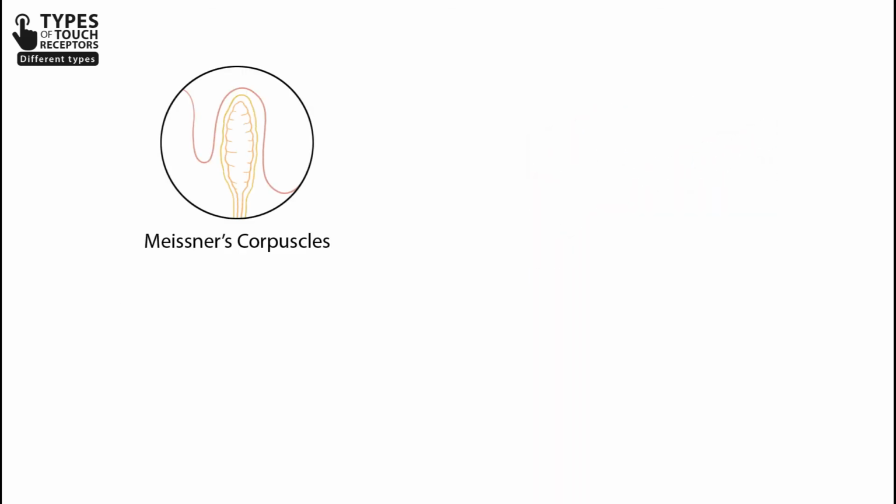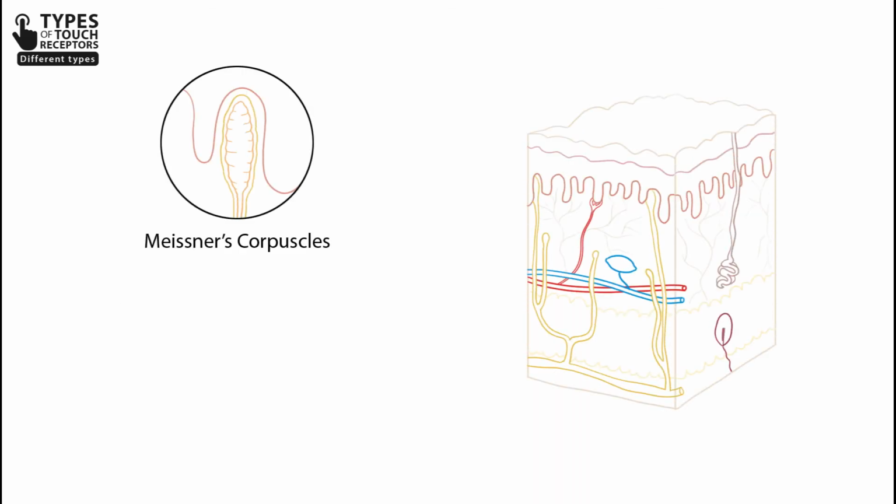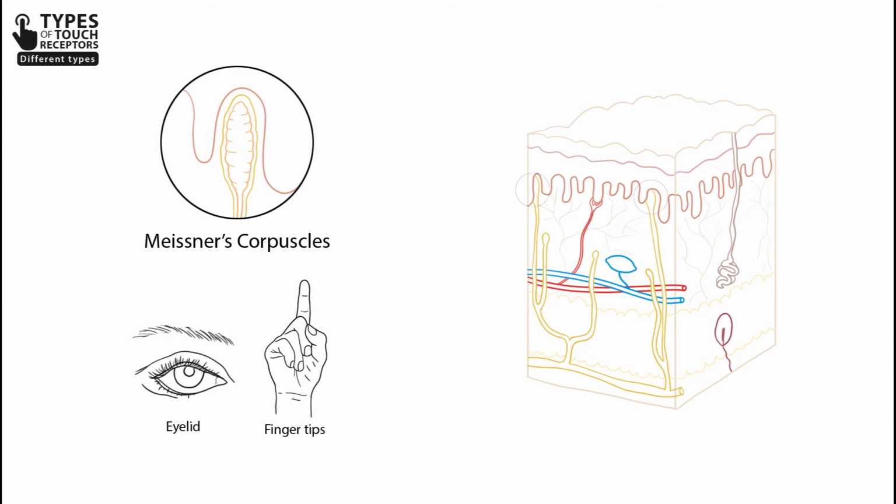Meissner's corpuscles. These receptors are more often present in non-hairy skin, also known as glabrous skin, such as eyelids and fingertips. The primary function of these receptors is to sense fine pressure and touch, but they can also sense flutter or vibrations. They are rapid adapting receptors with encapsulated neurons and can respond to fine details.